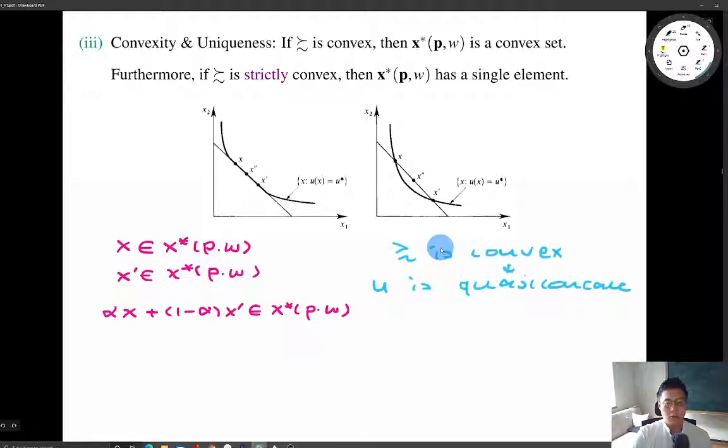Right? And quasi-concavity in turn implies the upper contour set is convex. So the set of bundles where u of x is larger than or equal to some constant u star can be regarded as an upper contour set of this function u, and it is convex.